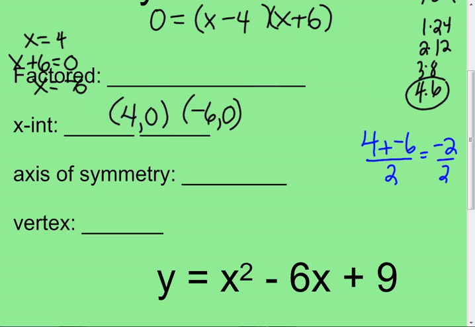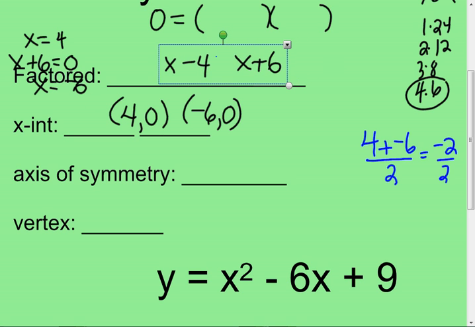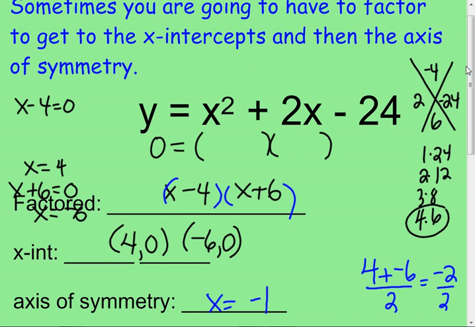Oh, I put that in the wrong place. That factored form was right up here. We just slide that down a little bit. There it is. So x equals negative 1. Now you have to find the vertex. Let's put that into our factored form. You could put it back in here, or you can put it in the factored form.